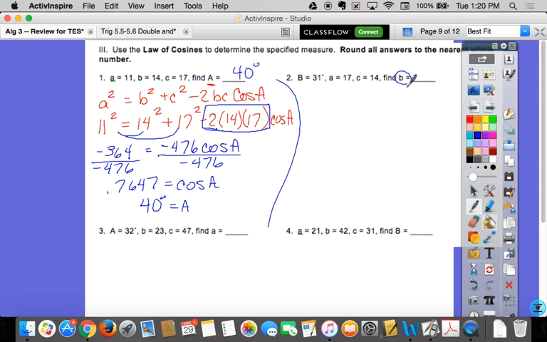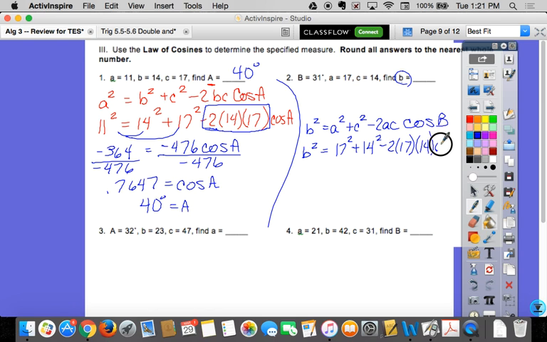I said find B, so we're going to start with B. B squared equals a squared plus c squared minus 2ac cosine B. Now plug in your stuff. Since we're looking for a side, this one's going to work out pretty quick. It's just a matter of getting it all written down. Cosine of 31. You get to type all of that in your calculator, just straight. Go for it. Just remember that that's not your answer. That's b squared. Take the square root of it, and that's your answer.